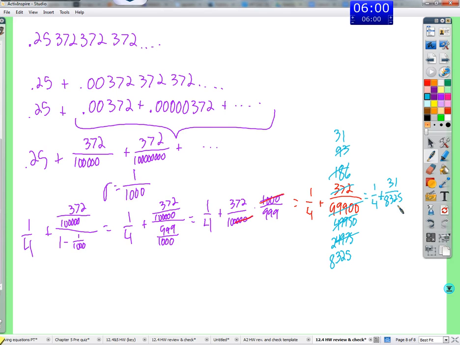Okay, so we need a common denominator, which means we need to multiply 1,325 by 4. They don't have any factors in common, so we're just going to multiply them together. So this is 8,325 over 31 plus 31 over 37,300. Right, they have that common denominator. So 8,356 over 37,300. Which number? 33,000? Yeah. 8,325. You were wrong. Oh, sorry. Ah, you're right.